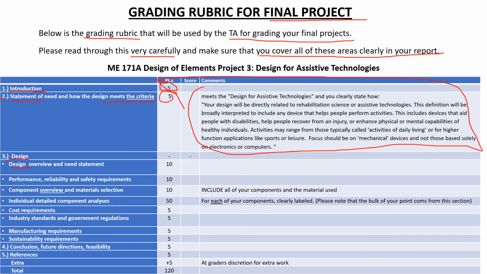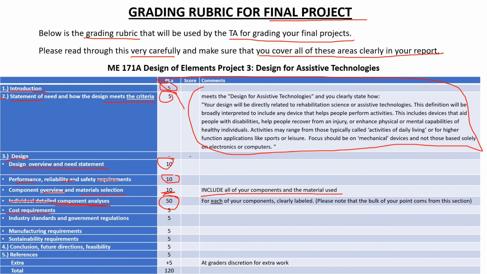So the design, you have the design overview and statement of need, 10 points. Performance, reliability, safety requirements, are those included? 10 points. Component overview of material selection, another 10 points there. And again, any detail related to that is going to be over here in the comments. Individual detailed component analysis, you can see this is 50 points. So this is something, again, very important, a large part of the grade for this project is those individual detailed component analyses.